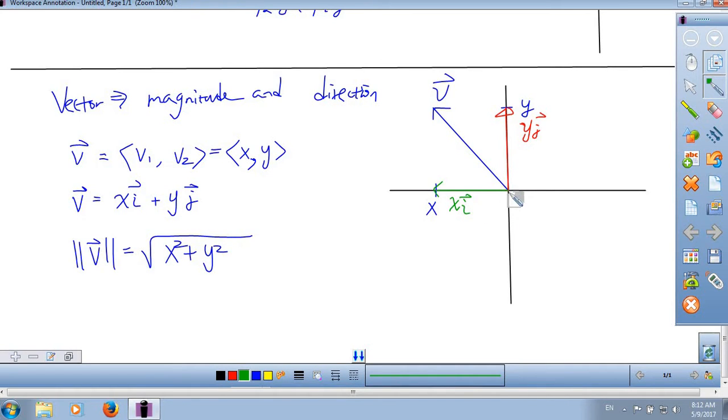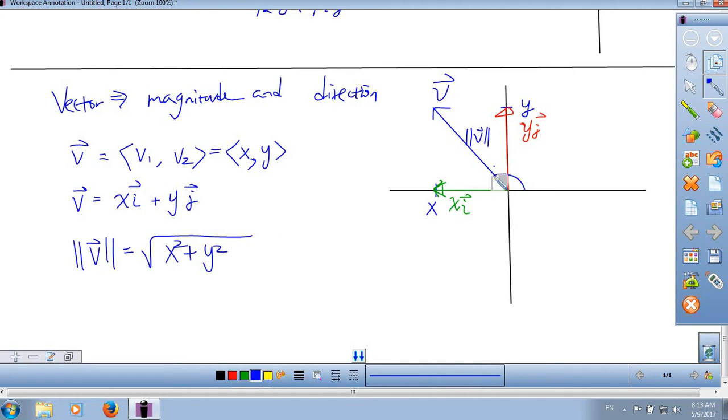The x component vector is going in the x direction, and the y component vector is going in the y direction. So we can break it down into two components. That's great. We can find the magnitude, which is basically the square root of x squared plus y squared.